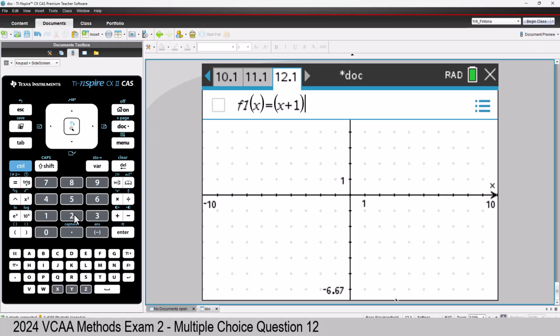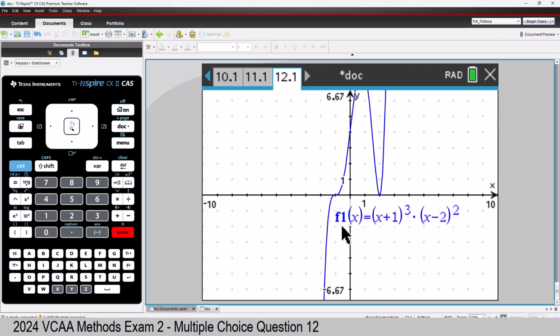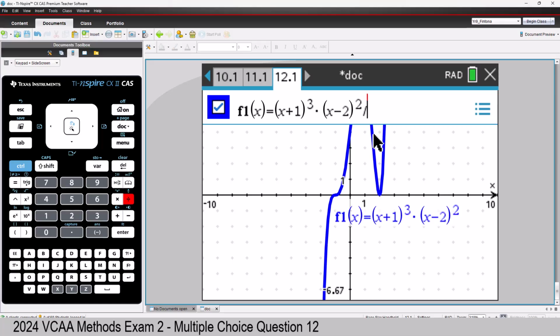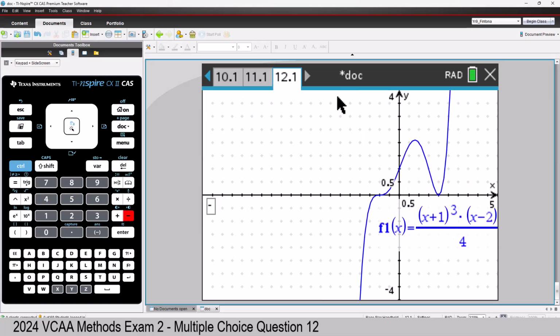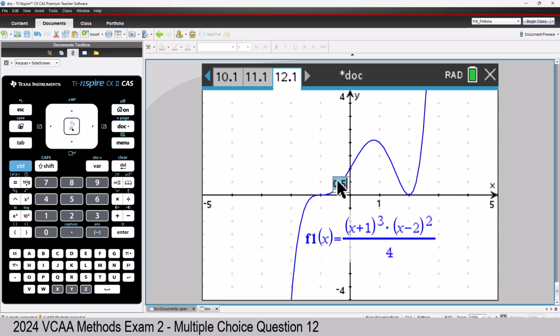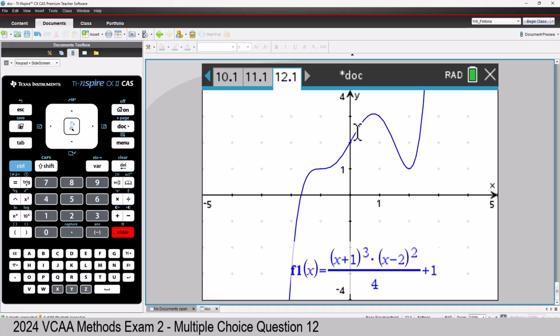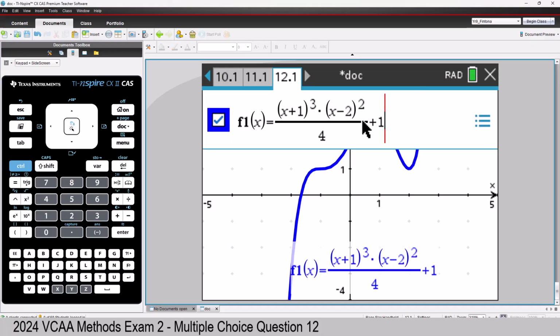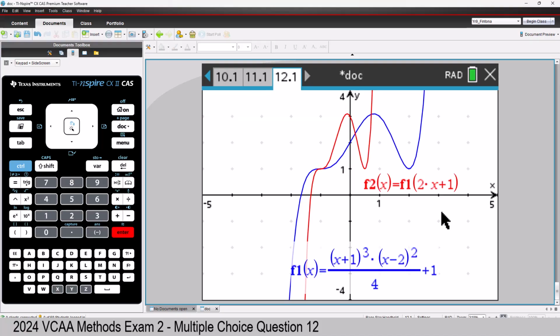I can achieve this by having a cube factor for the point of inflection and a squared factor for the turning point. The shape's quite similar. In fact, I can fix the y-intercept by dividing my function by 4. Now I'll just shift the graph back up again. The graph actually looks remarkably similar. Now I can graph f of 2x plus 1, which looks remarkably like option A.